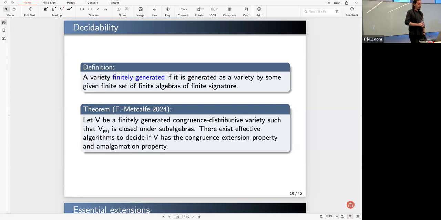Under that hypothesis, let's suppose that I take a variety that is finitely generated and congruence distributive, and I assume that its class of finitely subdirectly irreducibles is closed under subalgebras. Then there's an effective algorithm to decide if the variety has the congruence extension property and also the amalgamation property. You could implement this if you want. The algorithm is quite transparent. I think the complexity is quite bad. Complexity is necessarily bad because for an appropriate choice of variety, this is equivalent to some P versus NP stuff. So some difficult complexity theoretic questions.